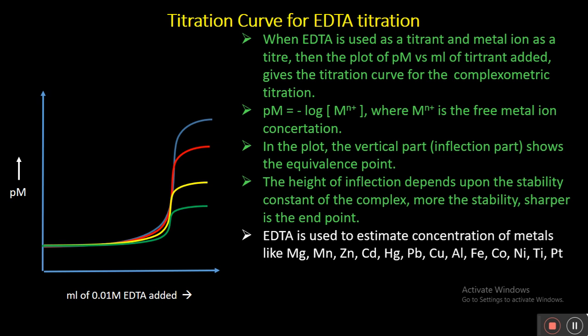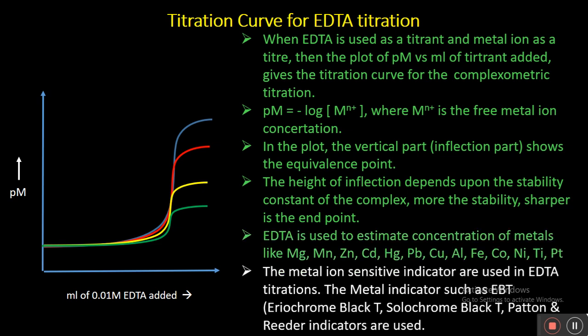EDTA is used to estimate the concentration of different metal ions such as magnesium, manganese, zinc, cadmium, mercury, lead, copper, aluminium, iron, cobalt, nickel, titanium, and platinum. Metal ion sensitive indicators are used in EDTA titrations. Indicators such as Eriochrome Black T or EBT, Solochrome Black T, and Patton and Reeder's indicator are used as metal ion indicators in these complexometric titrations.